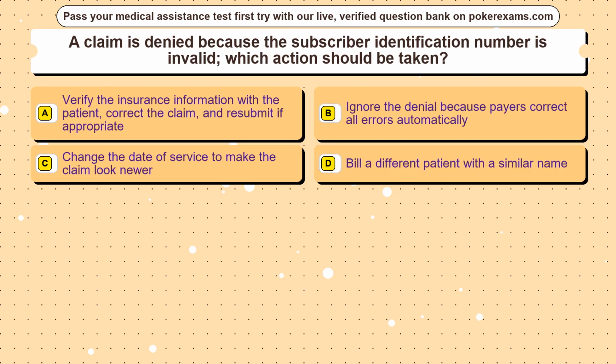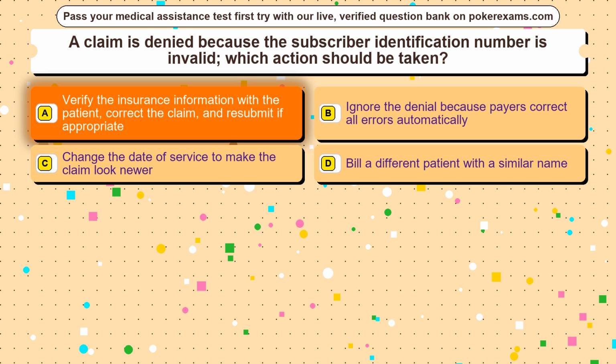Question 73. A claim is denied because the subscriber identification number is invalid. Which action should be taken? Option A, verify the insurance information with the patient, correct the claim, and resubmit if appropriate. Option B, ignore the denial because payers correct all errors automatically. Option C, change the date of service to make the claim look newer. Option D, bill a different patient with a similar name.